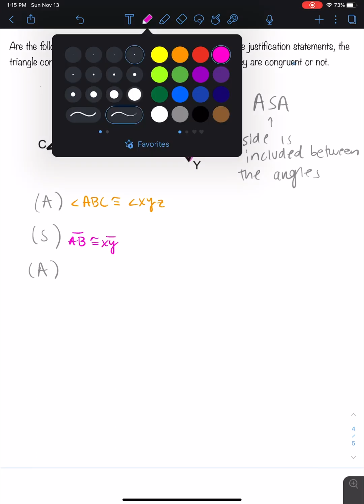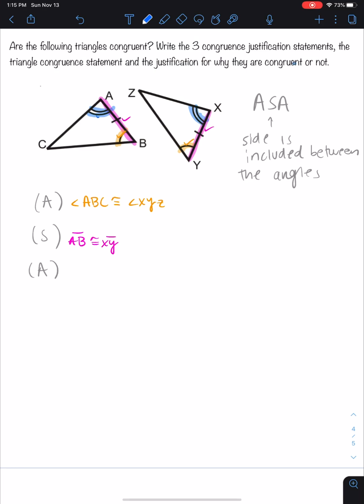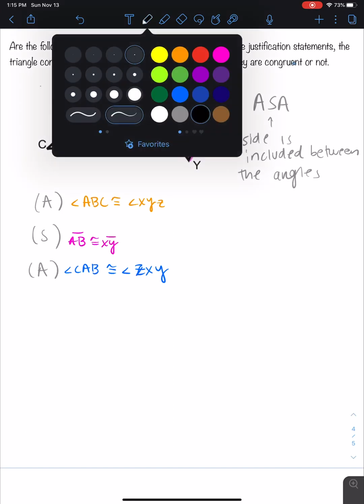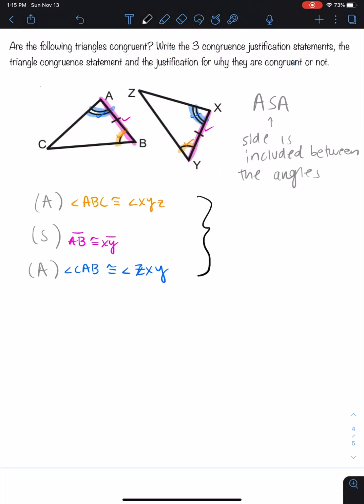And then lastly, with 2 tick marks, we have angle A congruent to angle X. So remember, we want A in the middle as the vertex, so angle CAB is congruent to angle ZXY, where we want X in the middle. So now we have our 3 congruence justifications.